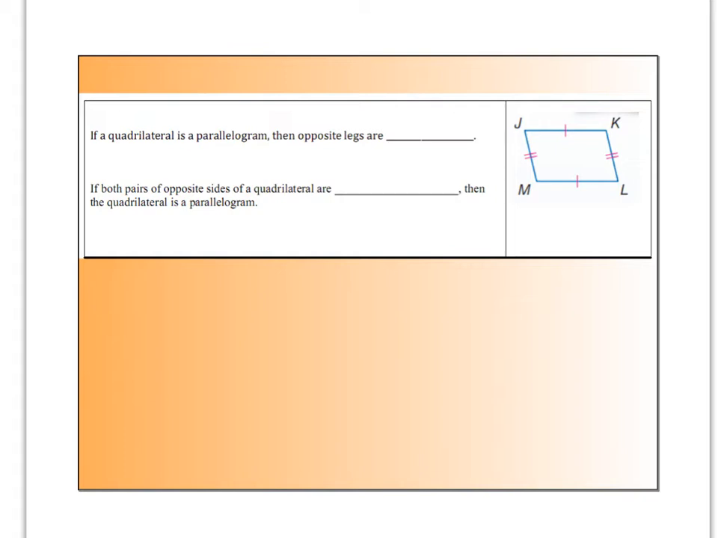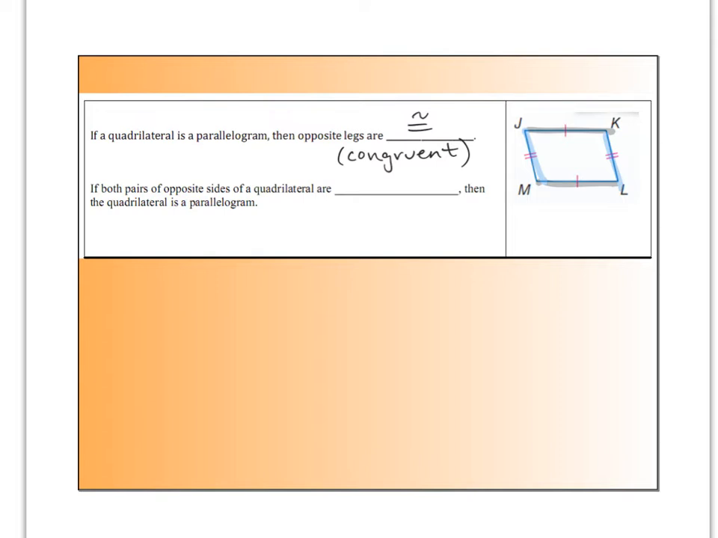Parallelograms have many properties, and here's the first one. If a quadrilateral is a parallelogram, then opposite sides are congruent. I'll put the symbol there, and I'll write it under here so you remember what that symbol means. It basically means equal. When you look at this picture, see how opposite sides have the same number of tick marks? For instance, JK and ML each have 1 tick mark. They're congruent. And then JM and KL each have 2 tick marks, so they're congruent.